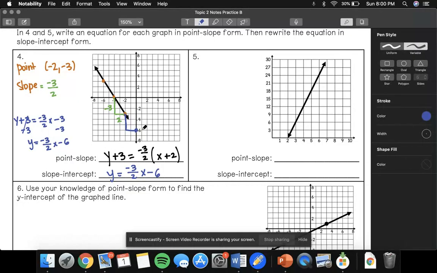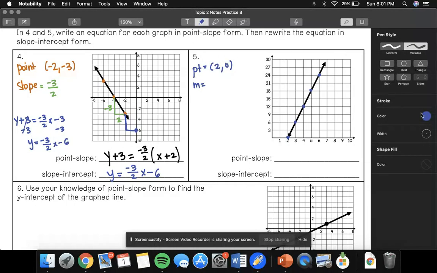All right, number 5 says, again, the same exact thing. So we need a point and we need the slope. Okay, so it looks like 2, 0, 3, 6, 4, 12, 5, 18, 6, 24. All of those are adequate points. Let's just use this first one, 2, 0.